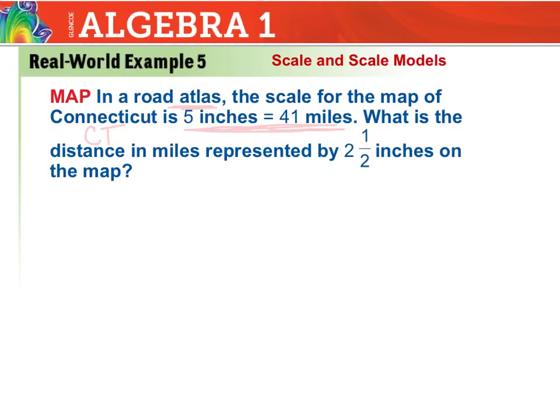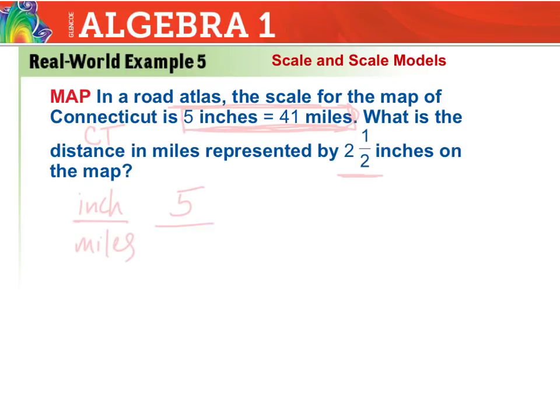Again, my brain's thinking there are two variables, inches and miles. Here's a pair, right? We can think of this as a ratio now, 5 inches to 41 miles. What's the distance in miles represented by 2.5 inches on the map? Okay, sweet. So these are kind of like some 7th grade problems we had last year, but now we just solve them with this cool, hey, I'm going to make inches and miles, right?